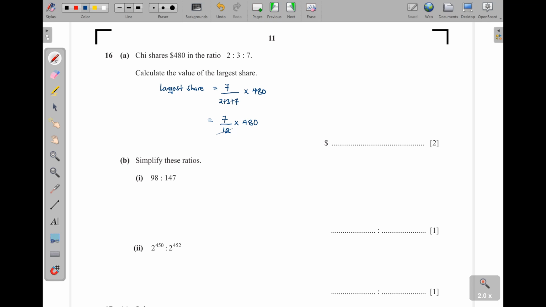12 can go into 48 4 times, and then the 0 there. 7 times 4, that is 28. Then there is the other 0, so that is 280.